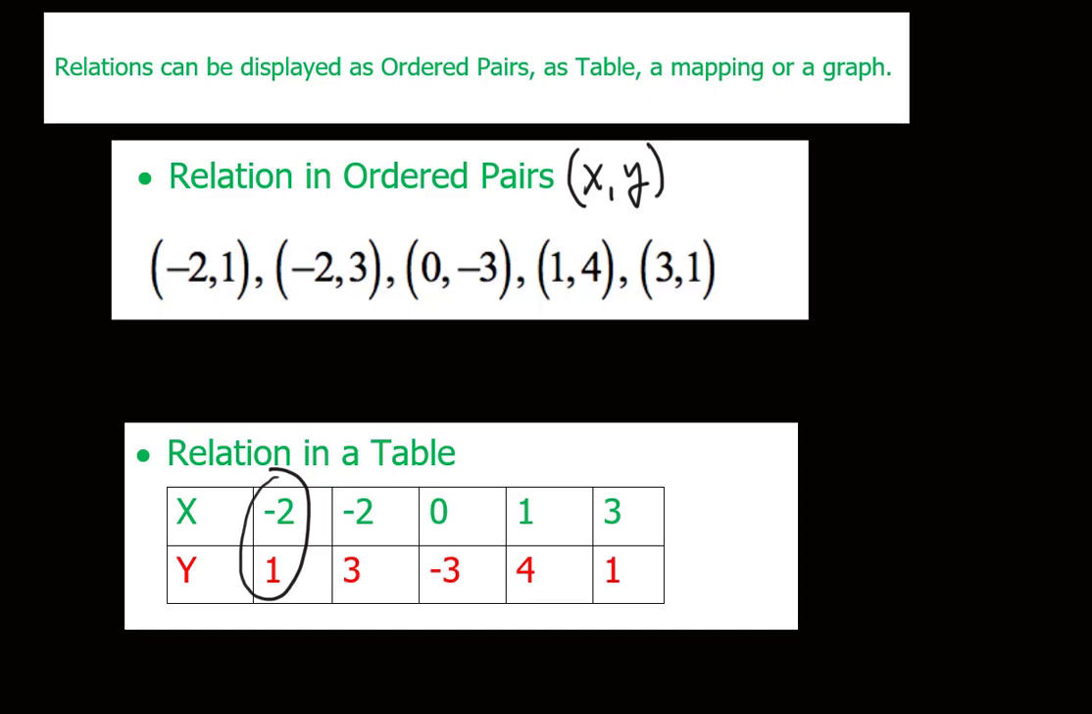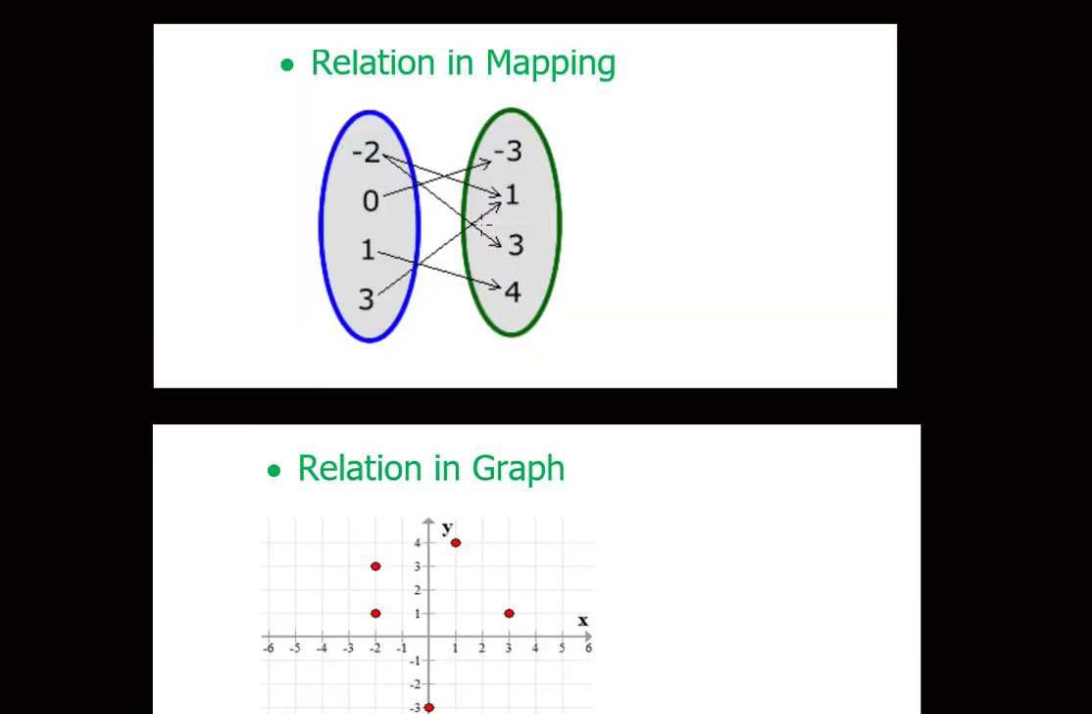So now let's look at the other two displays. The third way you can display a relation is by mapping the x value into y. As you can see, we map -2 into two different values, 1 and 3, whereas 0, 1, and 2 each map to a different number.